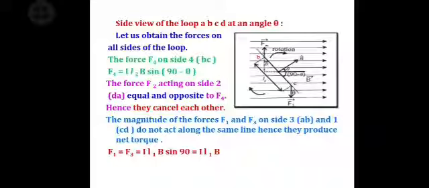As both are perpendicular to the field, theta is equal to 90 degrees. You can substitute in the Lorentz equation. F1 is equal to F3 is equal to I L1 B sin 90. Here L1 is the length of CD as well as AB, as stated earlier. So this is equal to I L1 B.